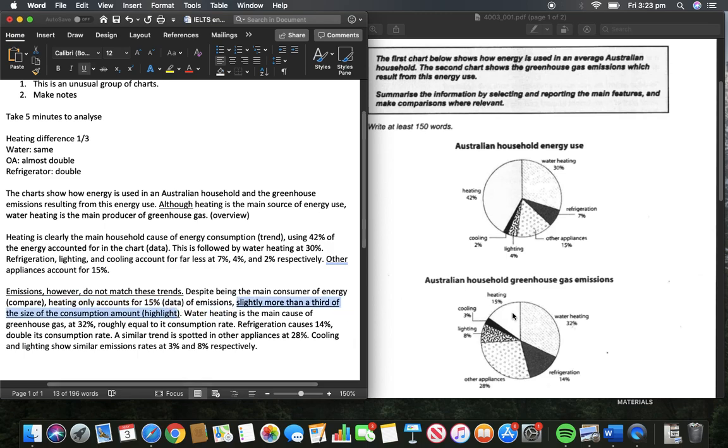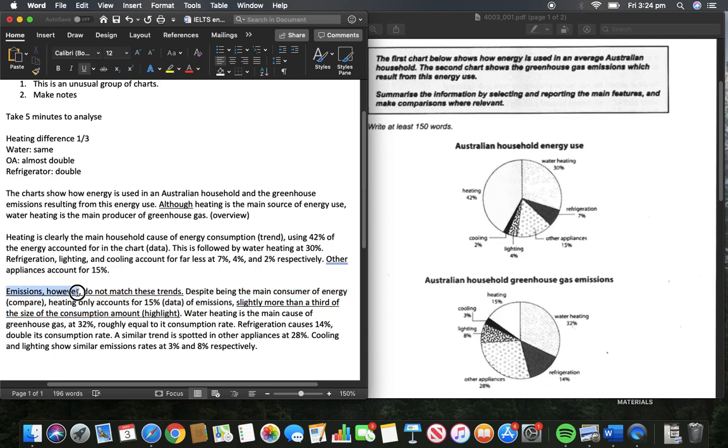Now that's also an interesting choice I've made because I've started with 15% instead of the big one over here in the data, which is 32%. Again, there's no perfect way, but also because I've highlighted the point that this is actually the bigger one from the previous set of data, it works. Then I go to the high one. Water heating is the main cause of greenhouse gas. So again, I really comment that emissions don't match the consumption trends. Then I give the biggest example of how that works. All right, so notice how I go from this sentence to this sentence, and it fits nicely.